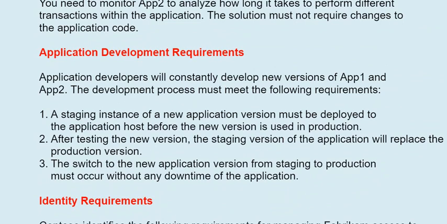Application development requirements. Application developers will constantly develop new versions of App1 and App2. The development process must meet the following requirements. The first requirement is a staging instance of a new application version must be deployed to the application host before the new version is used in production. The second requirement is after testing the new version, the staging version of the application will replace the production version. And the third requirement is the switch of the new application version from staging to production must occur without any downtime of the application.